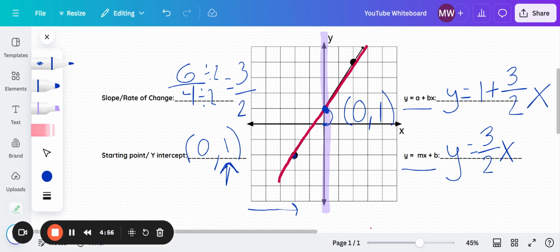And then I've got to put b, which is our starting point or our y-intercept, which is 1. Same thing, I can't just put that there without anything in between it. I either need a plus or a minus. So in this case, it's going to be a plus because it is a positive 1.